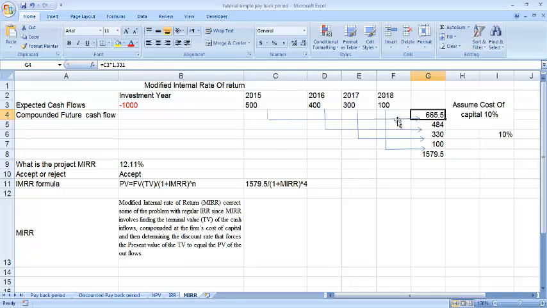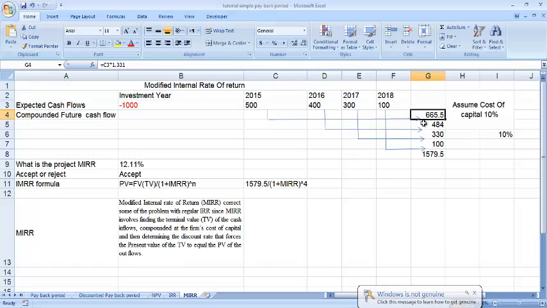Okay, so what we are gonna do now, we are going to calculate the future value of reinvesting the cash flows. So if we reinvest the $500 for the period until 2018, which is 3 years, how much we're going to get? It's gonna be $665. From where I got that number, it's from the table, the future value table.